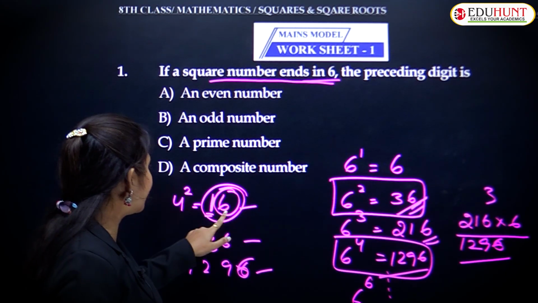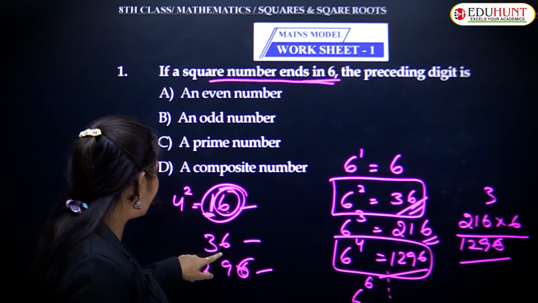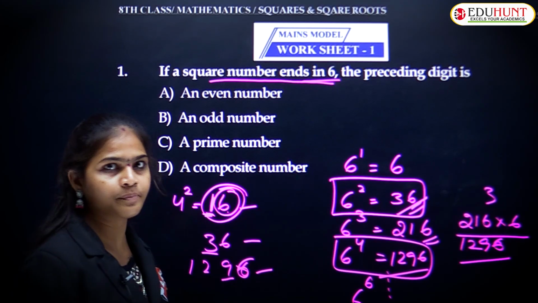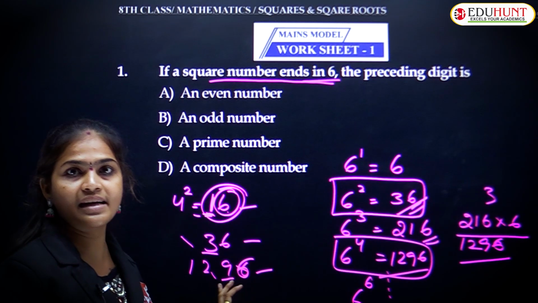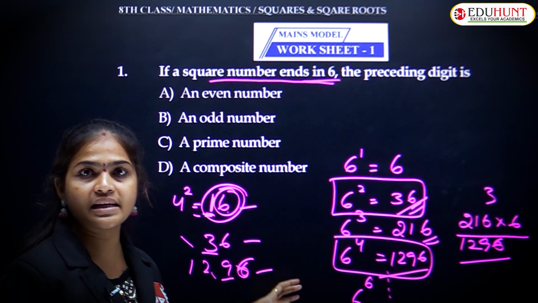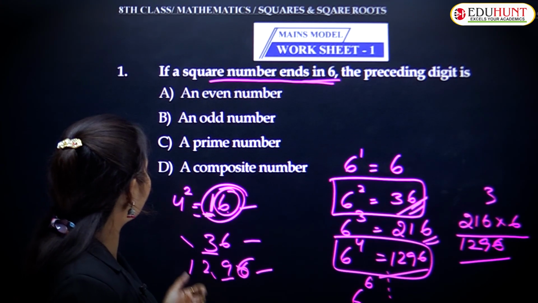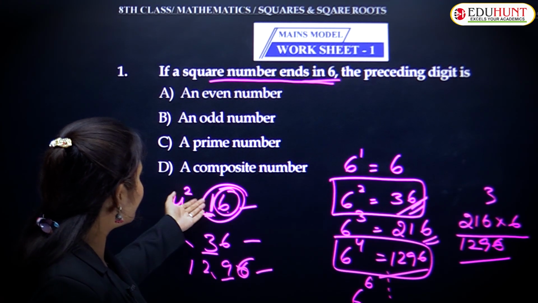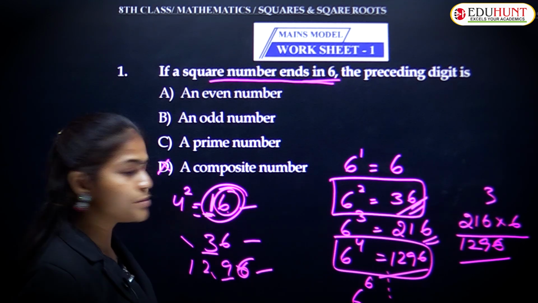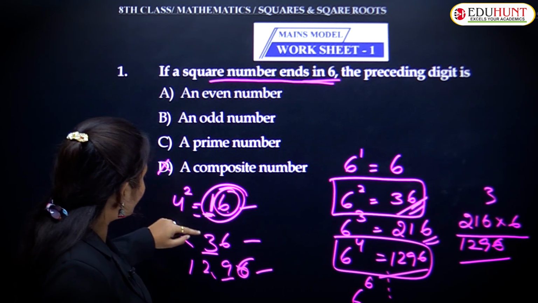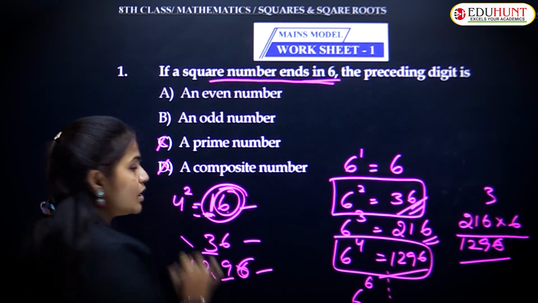What is its preceding digit? Preceding means the digit before 6, no? Here 1 is there, here 3 is there, here 9 is there. By observing these 3 numbers, we can say that the digits 1, 3, 9 are odd values. 1 is not a composite number, we know that, so easily we can delete that last option. And a prime number: 3 is a prime number, but 9 is not a prime number, so this is also a wrong option.